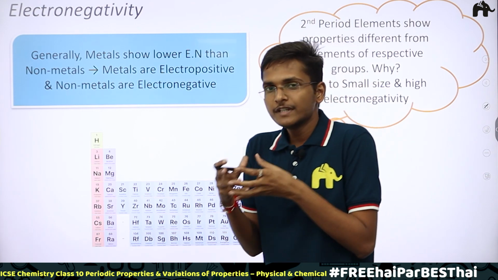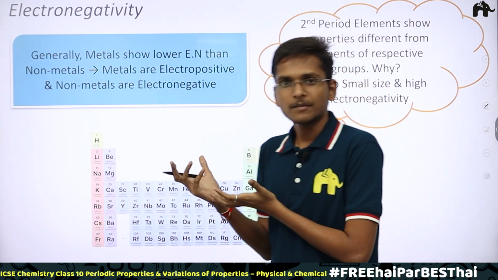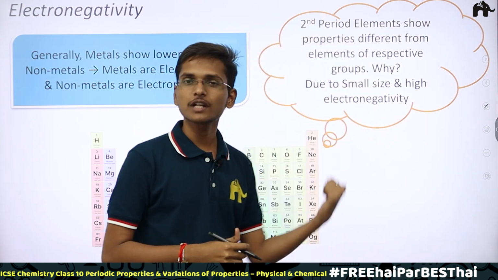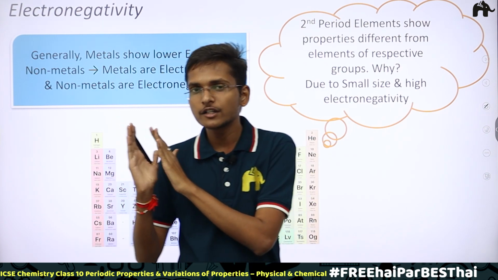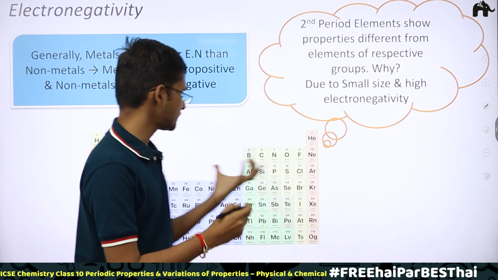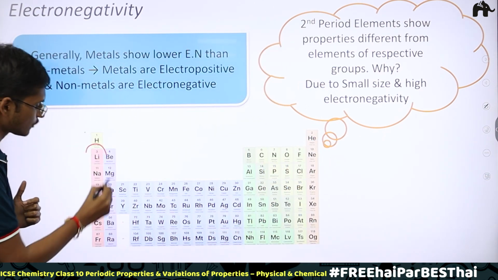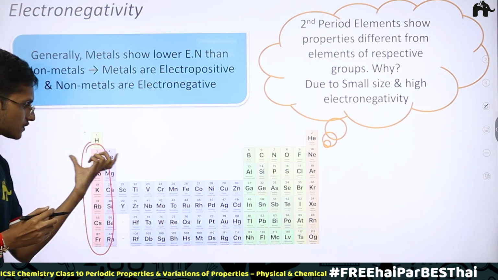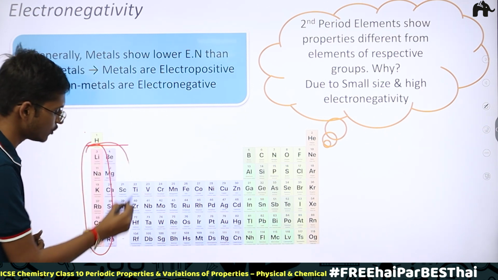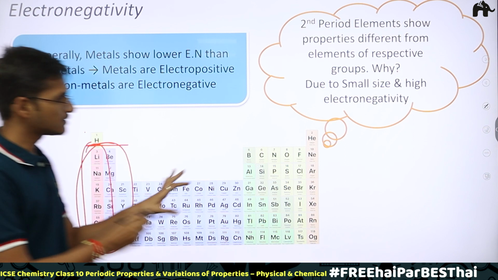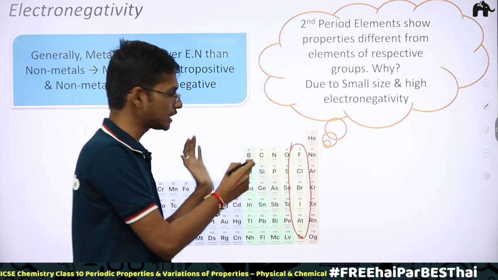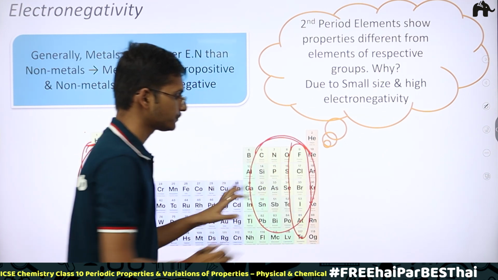Now we have just seen from the data that the group 1 elements have the lowest electronegativity values, while the group 17 elements have the highest electronegativity values, and the values increase across the period very gradually. So we can clearly make out that since group 1 has the lowest electronegativity values, the lowest would belong to this side of the periodic table. And since group 17 has the highest electronegativity values, the high electronegativity values would belong to this part of the periodic table.